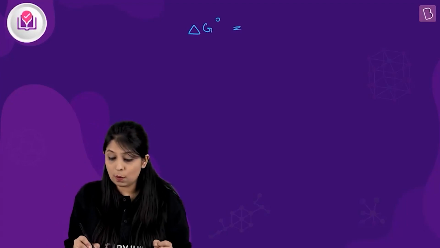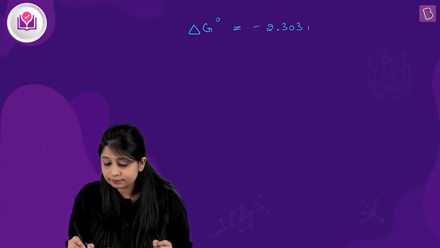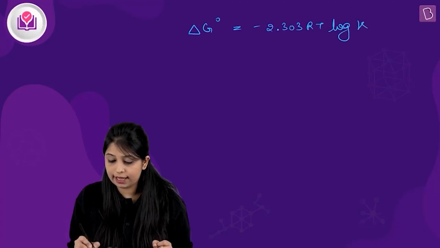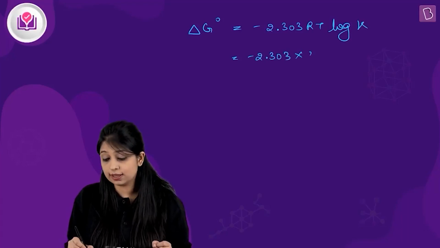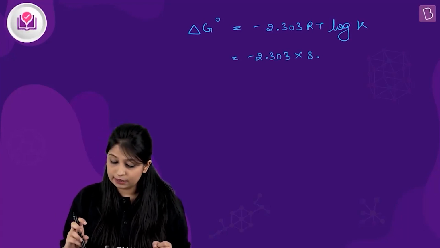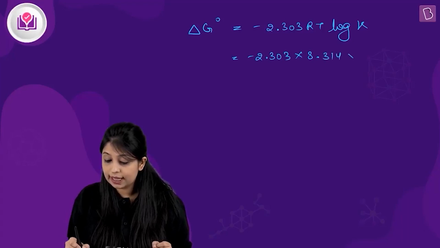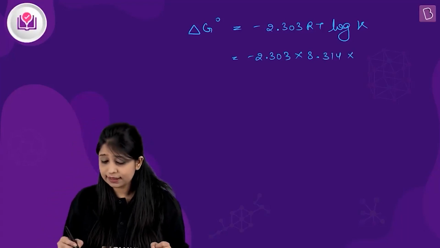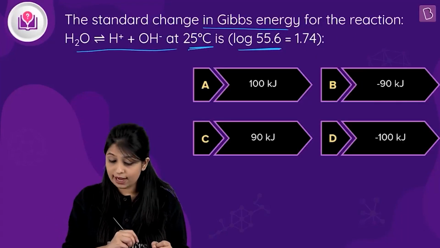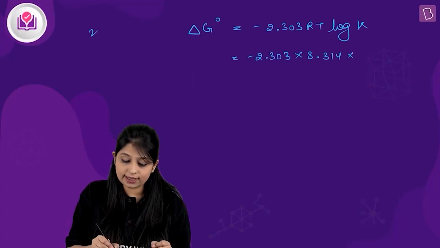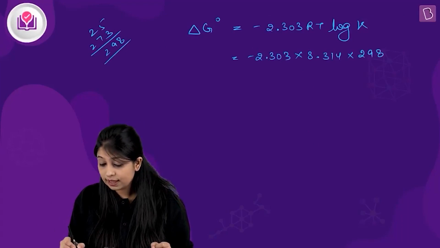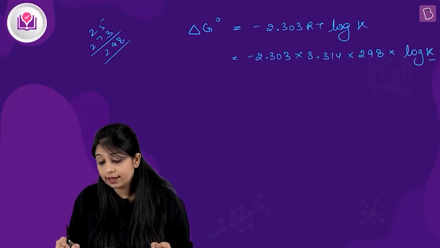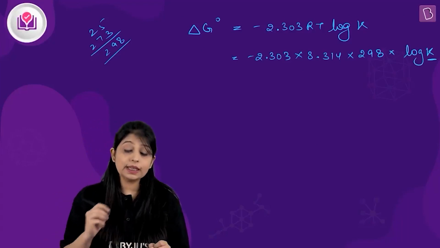Which is what? Delta G naught. So delta G naught is equal to minus 2.303 RT log K, right? So minus 2.303 into R, the universal gas constant, 8.314, since we are calculating the energy in joules. Temperature given to us is 25 degrees Celsius. So 25 degrees Celsius plus 273 comes out to be 298 Kelvin, into log K, right? What is K here? K is the equilibrium constant.